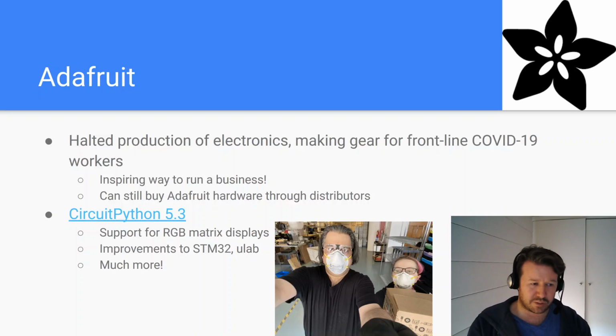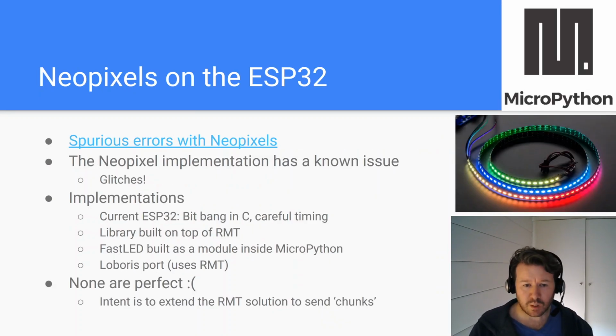Despite all that, they also just released CircuitPython 5.3, which has got support for RGB matrix displays, those big rectangular displays. They've got improvements to their STM32 port, to MicroLab, the ulab library, and a heap more stuff. So go check that out. It's well worth it. CircuitPython's a really, really great, friendly fork of MicroPython.